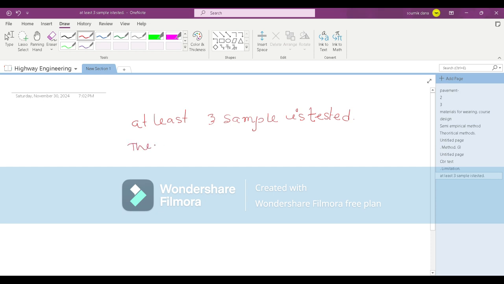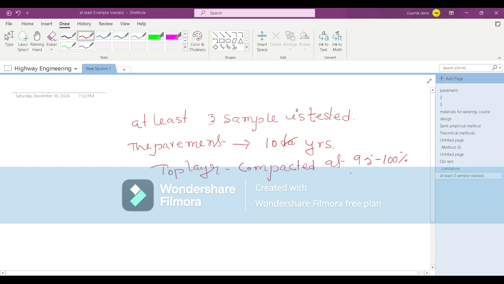The pavement is designed for at least 10 years, and the top layer is compacted at 95 to 100% OMC.